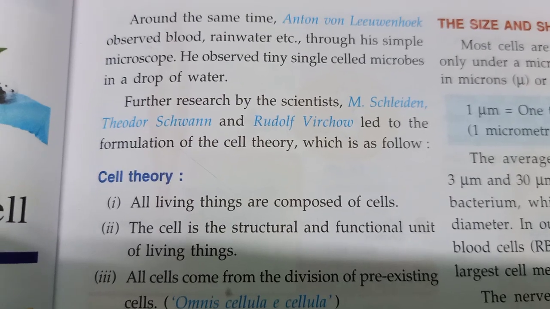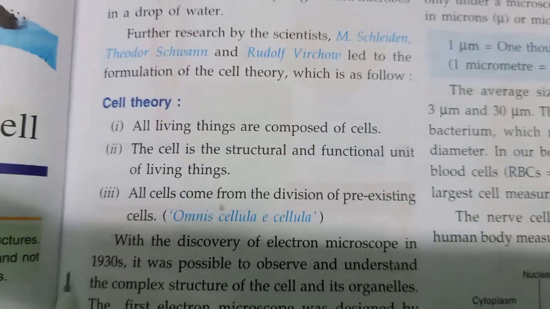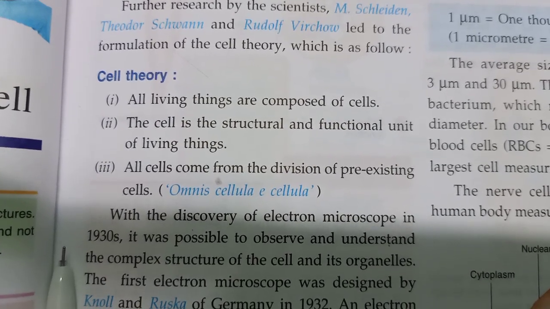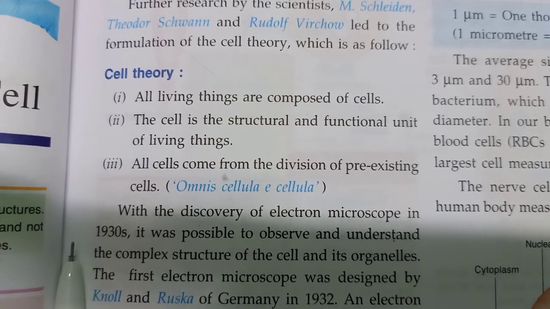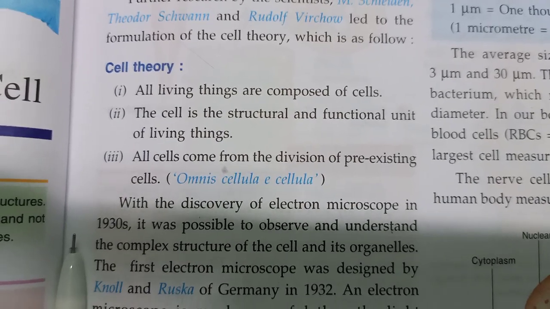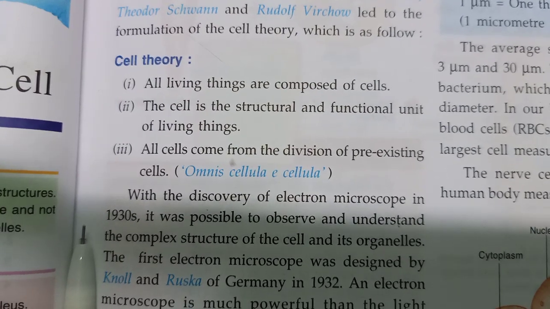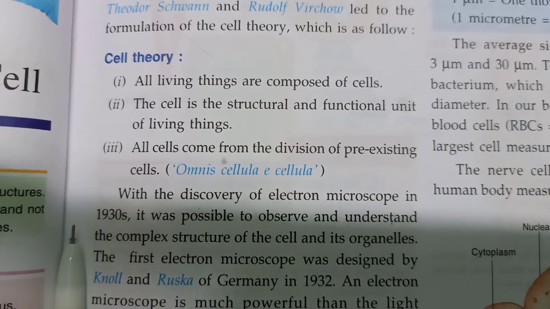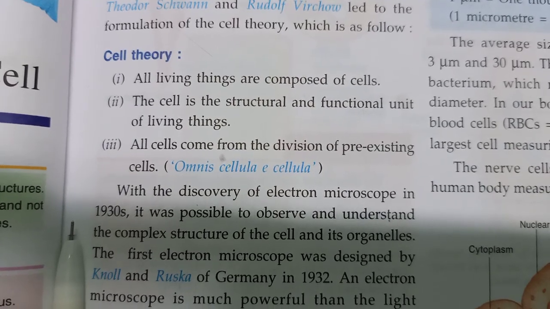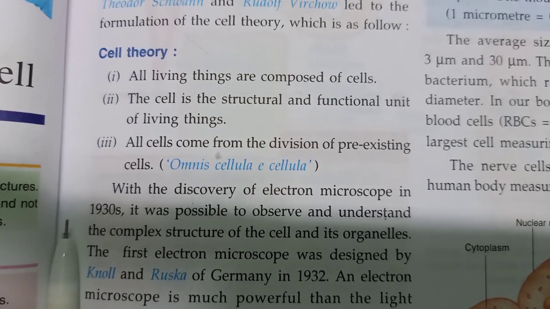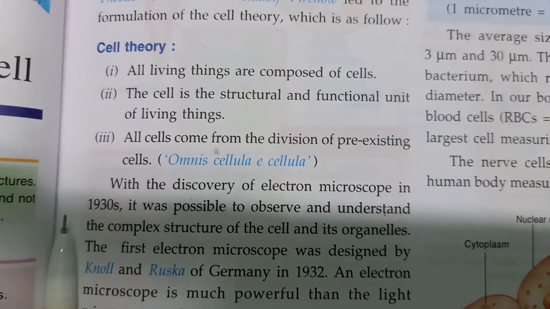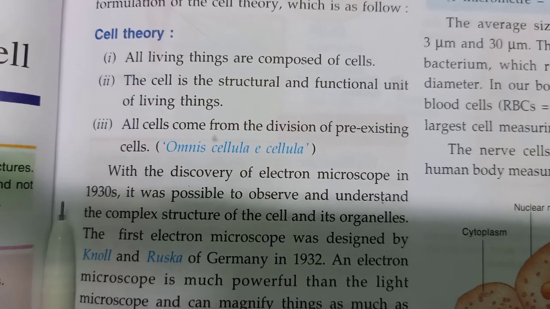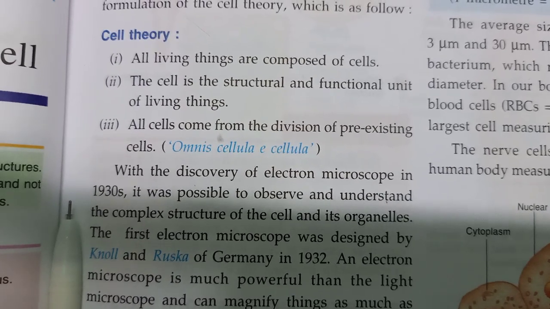And this cell theory is as follows. The first point is all living things are composed of cells. As I told you, all living organisms are made up of cells, because the cell is the basic structural and functional unit of life. Second, the cell is the structural and functional unit of living things. As we depend on these cells, the working of body functions depends on the cells only. So we can say that the cell is structural because it is building our body, as well as the functional unit of life.